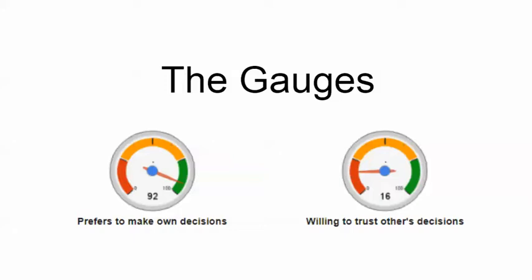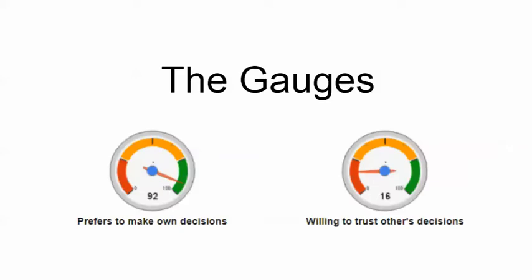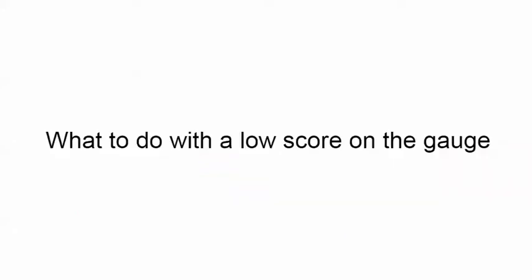They maybe need those decisions explained to them. So if you're having problems with this individual, it could be something as simple as this: that you're making decisions and they're not getting involved in them, and it's not helpful, and maybe you therefore need to work through that with them and see if you can resolve that. Okay, so what do you do when you do get a low score on the gauge? So in this case here, the low score being willing to trust others' decisions, which clearly this person does not. So what do you do if you come across that situation?